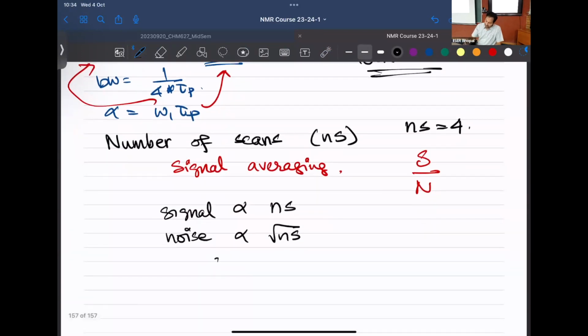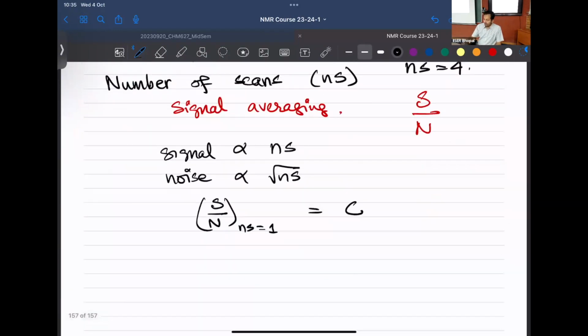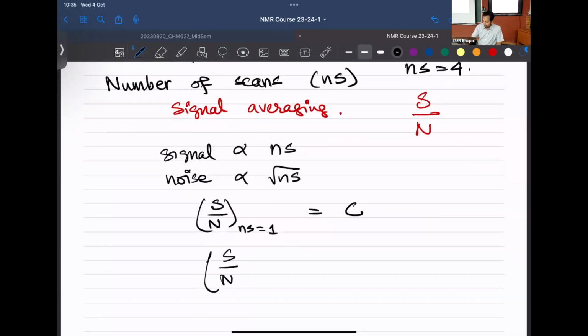So what does this mean? Let's say that the signal to noise ratio for a single scan experiment is some constant C. If you end up repeating the same experiment for 4 scans, you'll get twice the signal to noise ratio. What are we trying to do? Since NMR is an insensitive technique, you have to signal average to make sure you get the signal. And how do you get the signal over the noise? Is by signal averaging, meaning that you repeat the experiment over and over and over again.